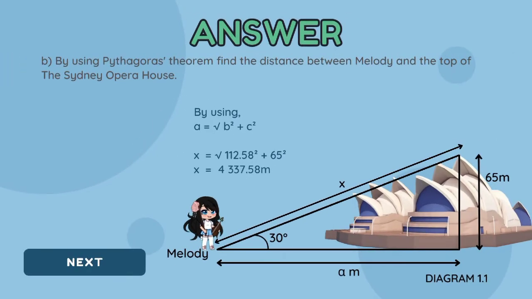Okay, for the next sub-question, we must use Pythagoras theorem and find the distance between Melody and the top of the Sydney Opera House. By using a equals root b squared plus c squared, we can easily solve this question. d is equal to root 112.58 squared plus 65 squared. And the answer we can get is 4,337.58 meters.